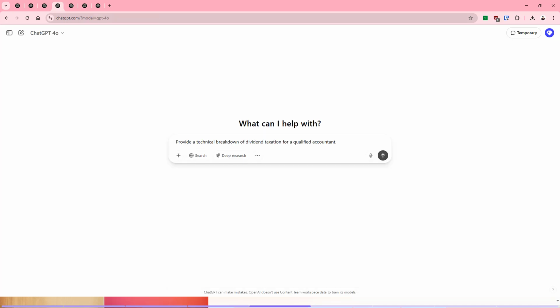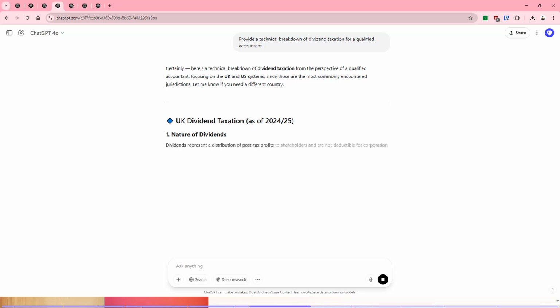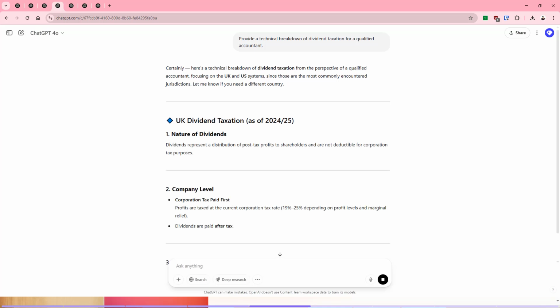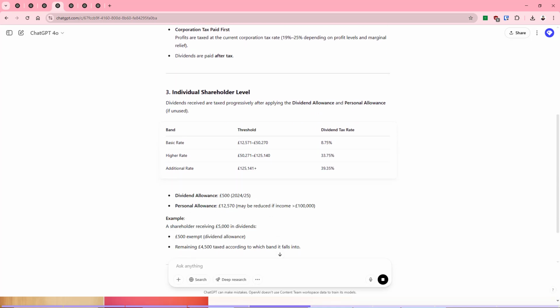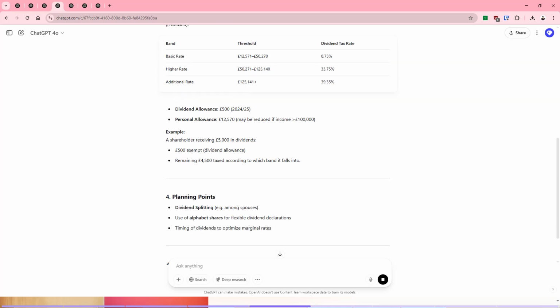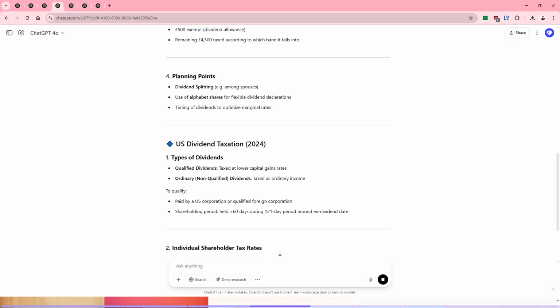And here we asked it to provide a technical breakdown of dividend taxation for a qualified accountant. Now, of course, it's explaining US ones. We could be more specific in our prompt there. We're asking for specifically for the UK, but again, this is more just for demonstrative purposes. And you can see it's gone into more detail there. It's also talked about specific things such as the use of alphabet shares and dividend splittings.